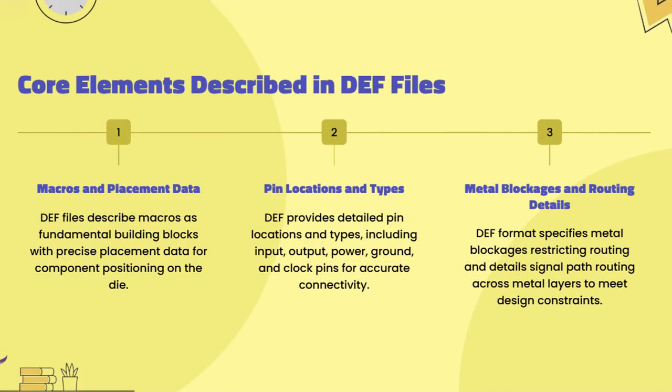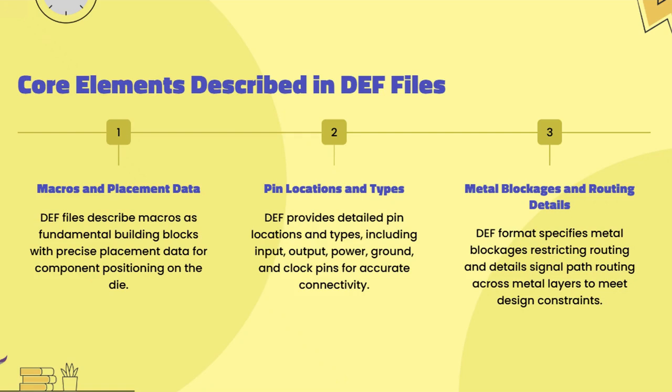What are the main elements contained within a typical DEF file, and how do they support the design process? A DEF file outlines components, their precise placement, pin locations, signal routing, and even metal blockages. For example, it specifies whether a memory block sits in the chip's corner or center, and how signals snake through different metal layers to connect logic gates.